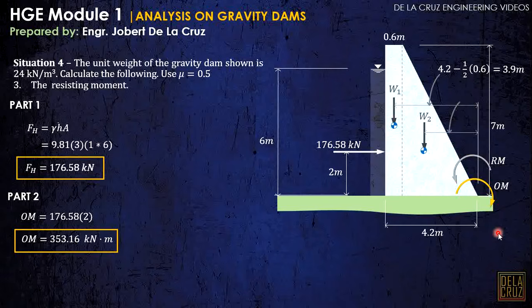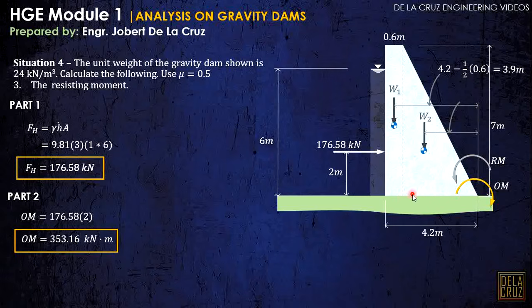Distance dito. So ano ito? So take note, this is a triangular polygon. Okay, so recall, the centroid of a triangle is 2/3 from this point. Okay, 2/3. So dito, 1/3 dito. Okay, so take note, we need to calculate this base dito.